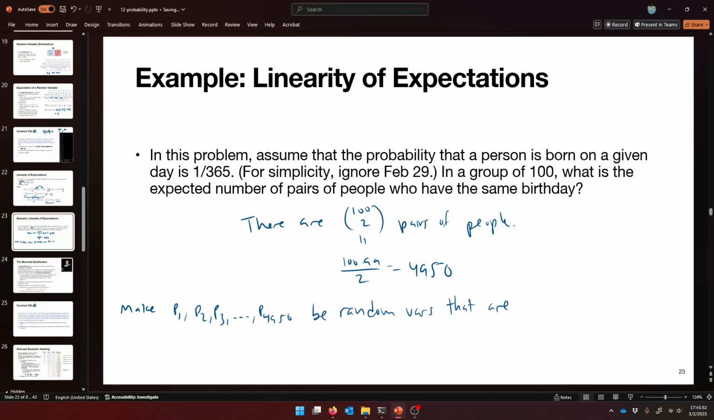Let the random variable be a 0 if that particular pair of people did not share a birthday. It's just a number. You can take on any number. Let's have it take on this number if the pair doesn't share a birthday, and let it be a 1 if they do share a birthday.